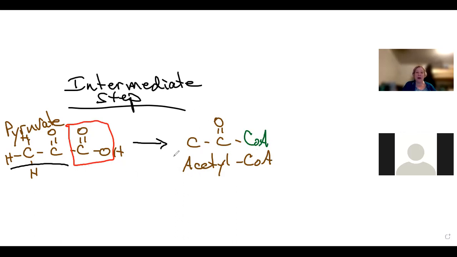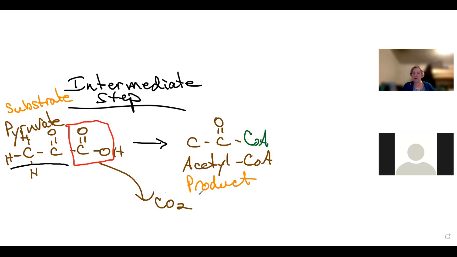All right, so for the intermediate step, pyruvate is the substrate. It was the product of glycolysis, and now it's the substrate for the intermediate step. Acetyl-CoA is a product, and this CO2 that comes off is also a product. When CO2 comes off, it is carbon double bonded to two oxygens. This hydrogen has energy, and we don't want to waste that. Energy is hard to come by.